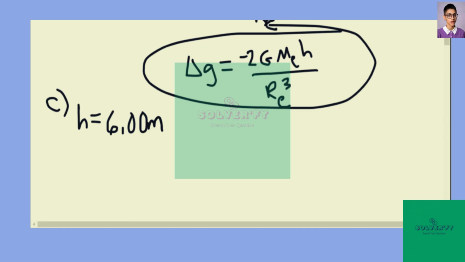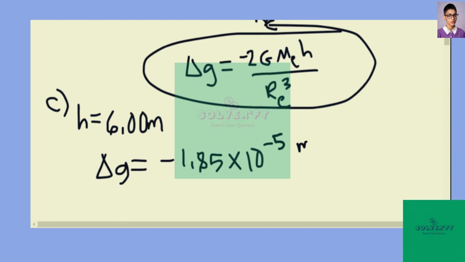And that gives me a change in gravity of negative 1.85 times 10 to the negative 5 power. And that's in meters per second squared.